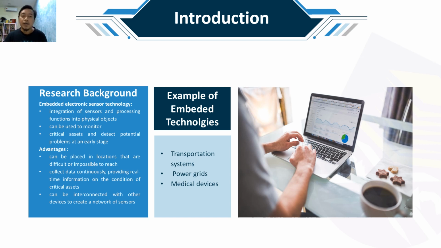conditions. And the last one, in medical devices, embedded sensors are being used to monitor the condition of patients, such as their heart rate, blood pressure, and oxygen levels. This information can be used to detect potential problems early, such as heart attacks or strokes.